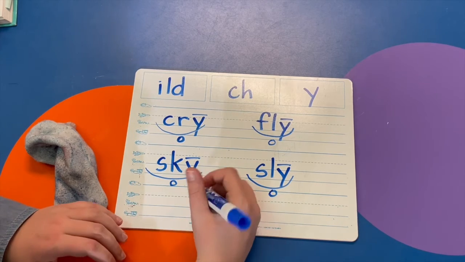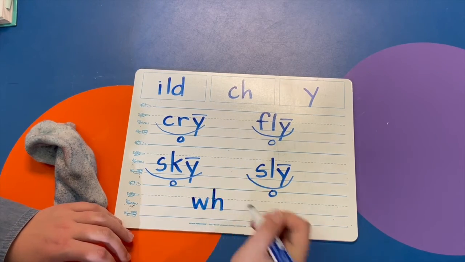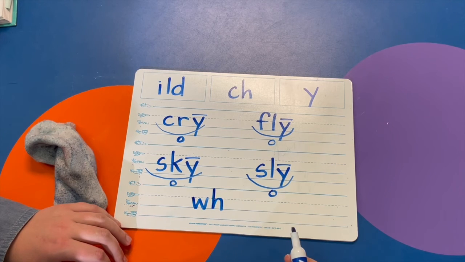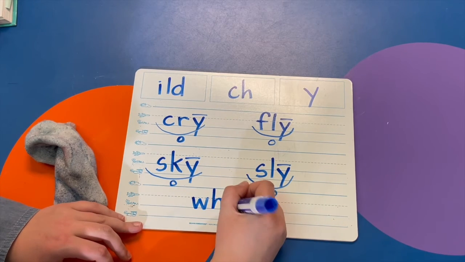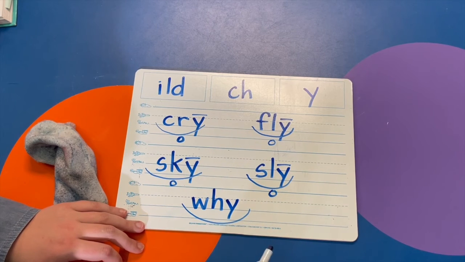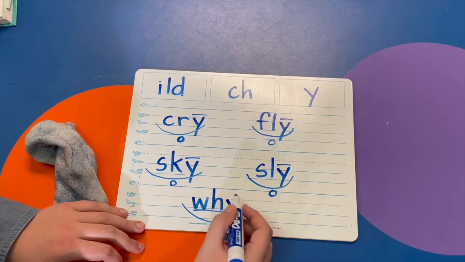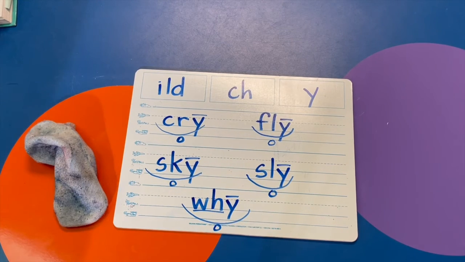This one does start with a digraph. W-H. What letter do you think you add to make it say why? It follows this pattern. That's right, it's a Y. Let's scoop it. W-H makes one sound. The Y is open, so it says its long I name.